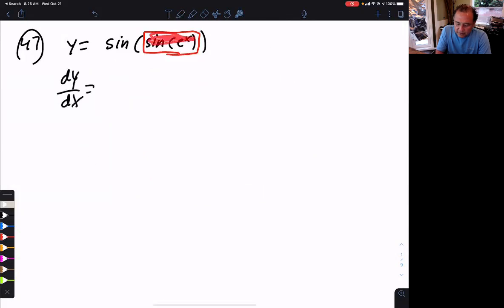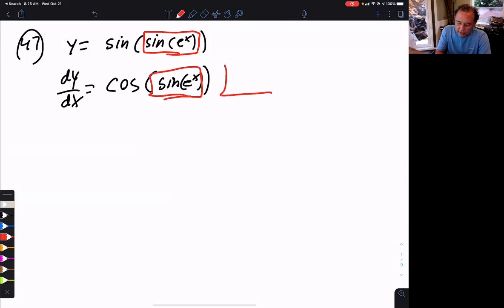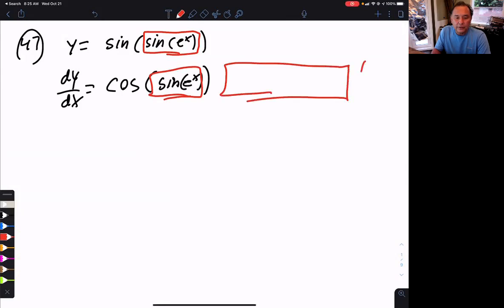So here's the derivative. So what's the derivative of sine of box? Cosine of box. So we do cosine of box. So this is my box, but we also have to multiply by the derivative of box. Well, let's look at the derivative of box. This is a double chain rule. So the derivative of this has to go here.